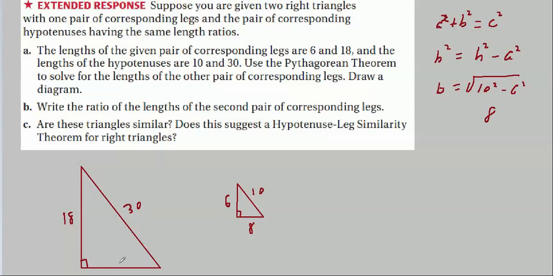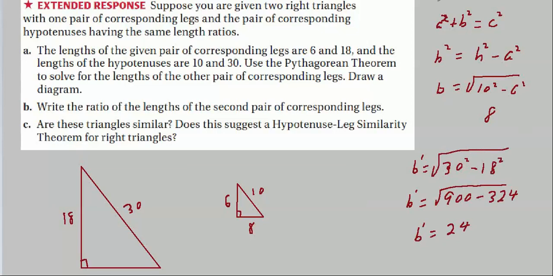This unknown side here, I guess maybe we can call it b prime. What is it? Well, it's the square root of 30 squared minus 18 squared. That's going to be the square root of a big number, isn't it? And if we work this out, we get 900 minus 324. We take the square root of that. It turns out to be 24. Son of a gun.